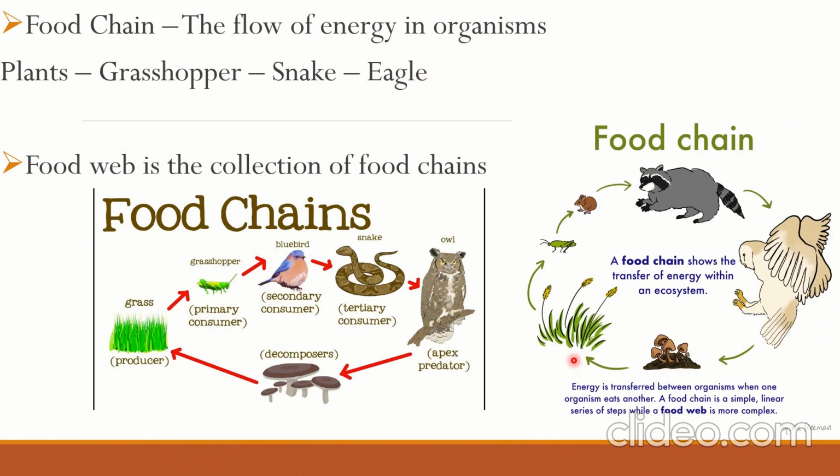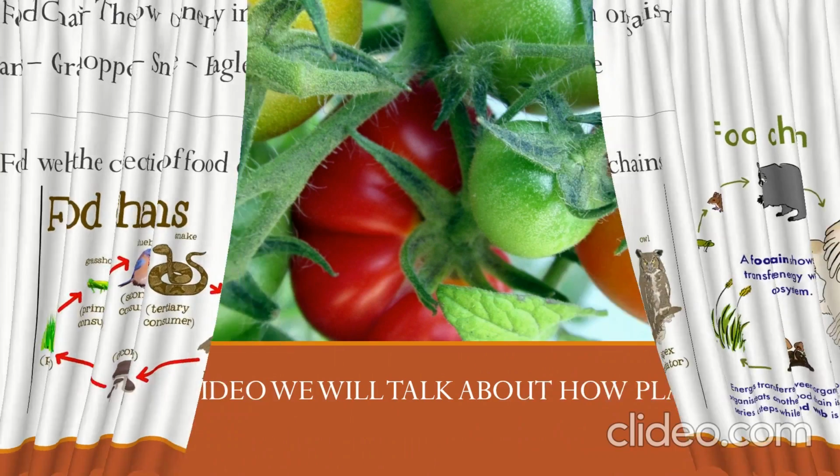Like you see over here, a plant is eaten by a grasshopper. It's eaten by a rat, then by a mongoose, then by an eagle, and when the eagle dies, it's decomposed by decomposers. So a food chain is just the transfer of energy, and then many food chains come together to form a food web.